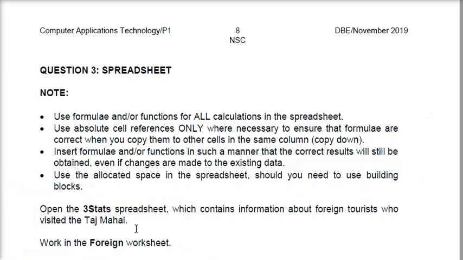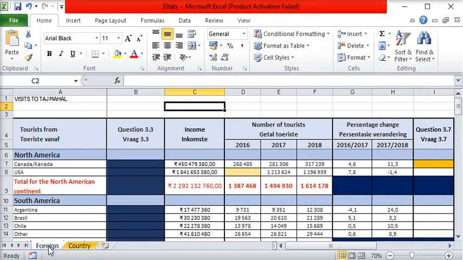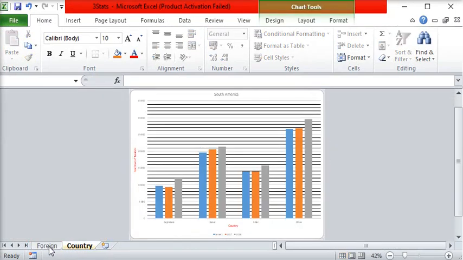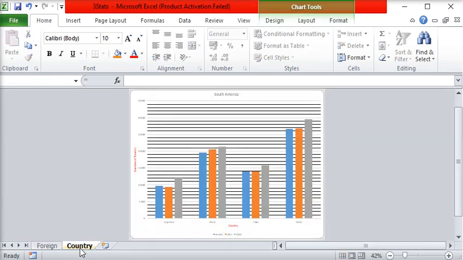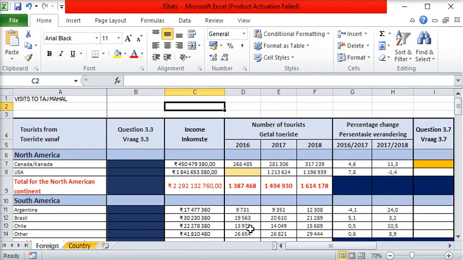But then the other thing that people often make mistakes with is the worksheet. If you look at the bottom here, that's where the worksheet tabs are. I've had learners who have missed questions out completely because they were looking to open a spreadsheet rather than a worksheet. So look at these tabs at the bottom and make sure you get those correct.